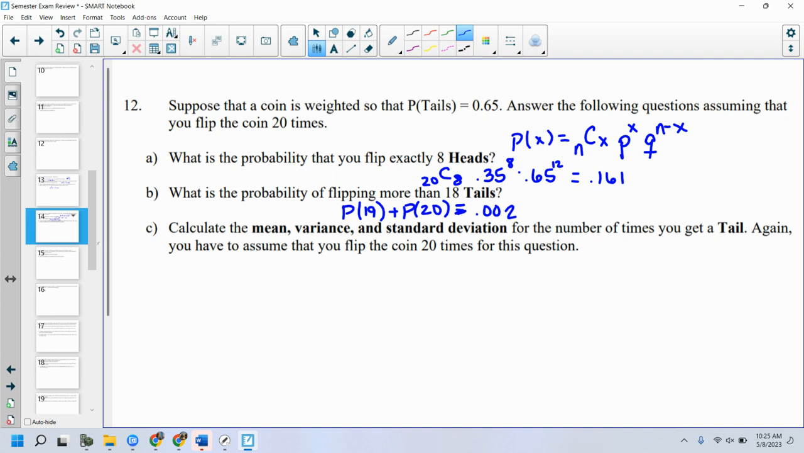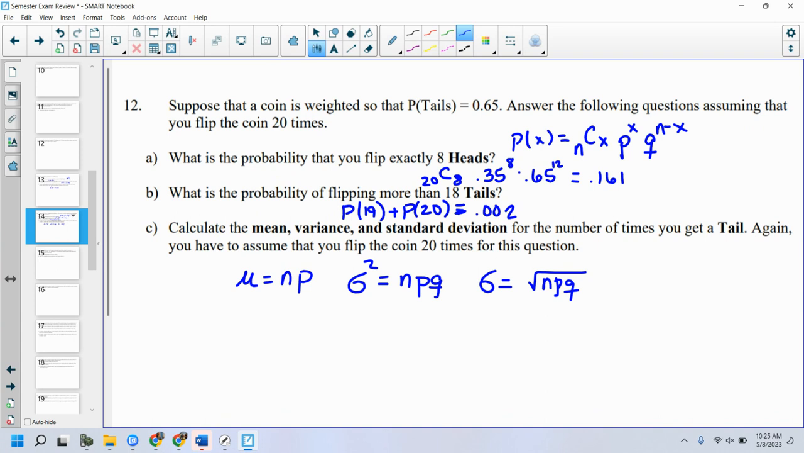Okay, calculate the mean, variance, and standard deviation. Okay, mean. Still in chapter 4 here. The mean is NP. The variance is NPQ. So therefore, the standard deviation would be square root NPQ. Pretty simple.